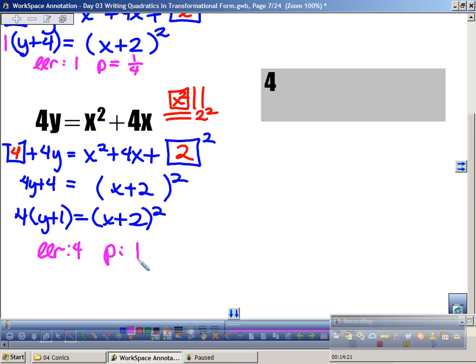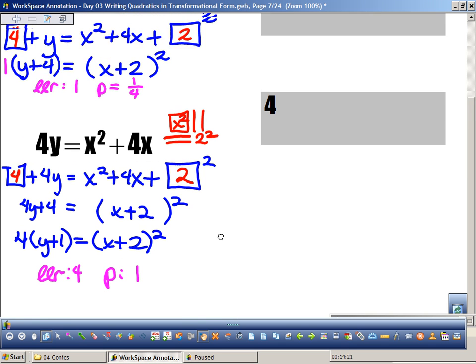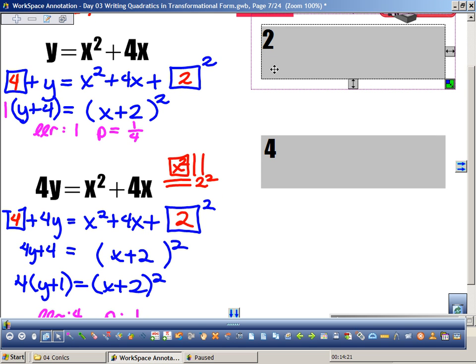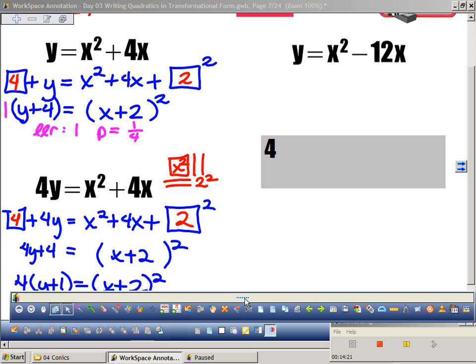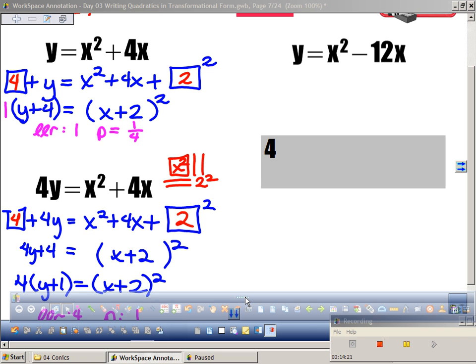How are we doing? Good? All right, you guys ready for one? Let's have you do the easy one first on your whiteboards. So do that one first. Some of you probably by now can actually visualize what that perfect square is. All right, let's see. Don't erase.